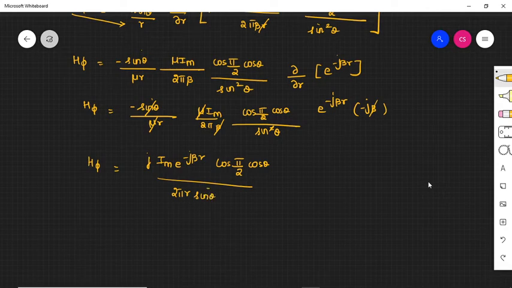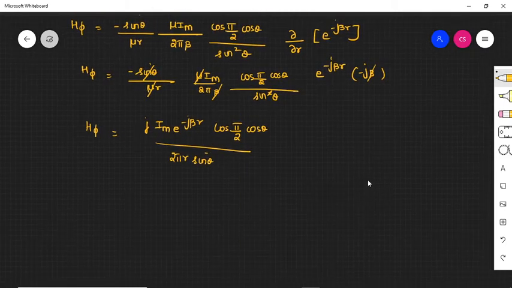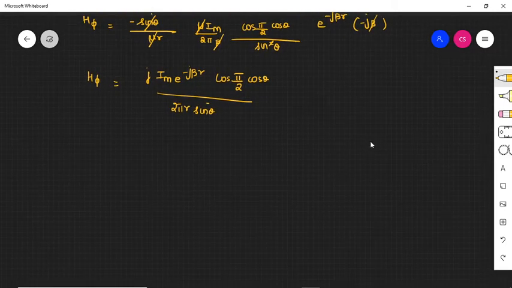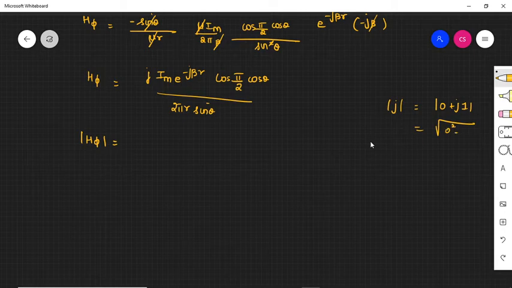Now this is a vector quantity. We will find the magnitude alone. So how do you find the magnitude alone? This is going to be modulus of h phi is equal to. So what is modulus of j? j means there is no real part. It is 0 plus j1. So this is going to be root of real part the whole square plus imaginary part the whole square. So root of 1 square becomes 1.